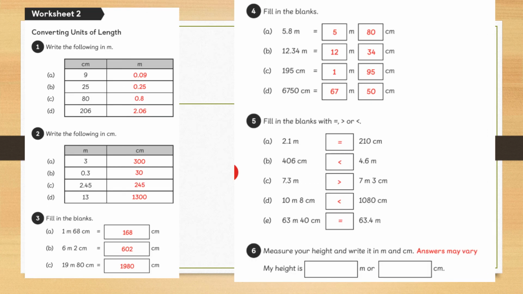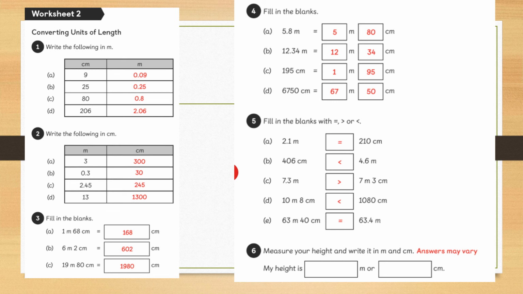So you were converting from centimetres into metres, so you were dividing by 100 here. Remember, there's 100 centimetres in a metre. All right, and then on the next question, you were multiplying by 100. All right, and then on question 3, you were doing a mix, okay? You had 1 metre, 68 centimetres, which we know is 1.68, and then you were multiplying it, okay? And again, the same for question 4.